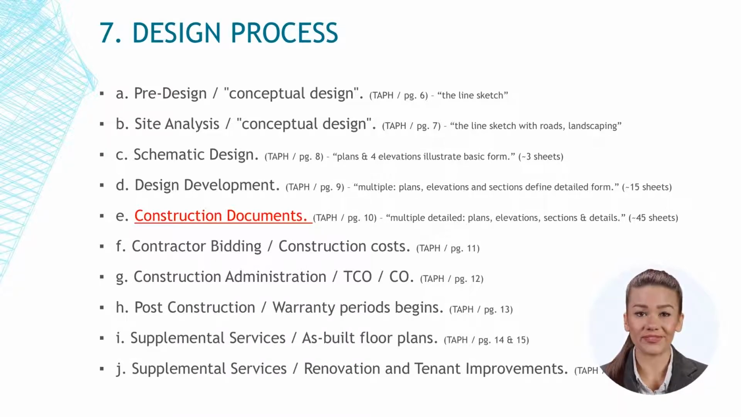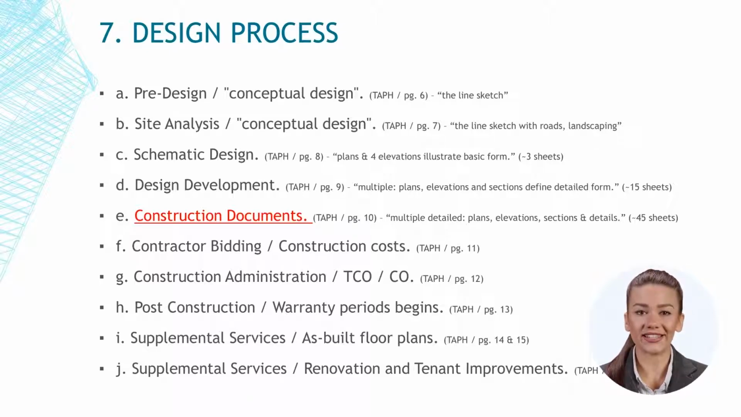C. The schematic design phase are the plans and a minimum of exterior elevations to illustrate the basic form. For example, 3 to 5 sheets. D. The design development phase is further developed with multiple plans, elevations, and sections to define detailed form. For example, 15 to 20 sheets.